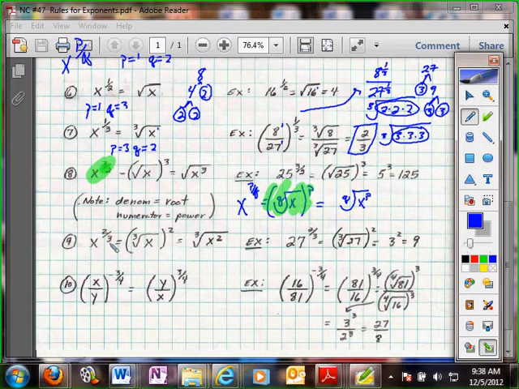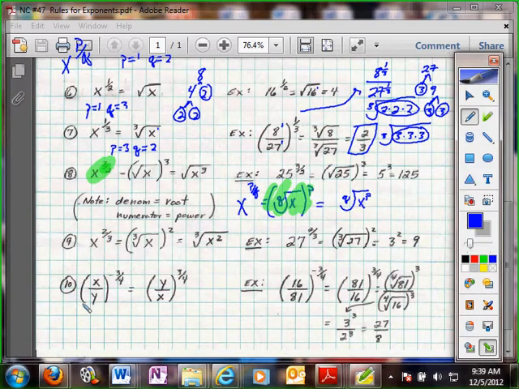Number 9. Q is 3, p is 2. So this is the cube root of x to the power of 2, or the cube root of x squared. It's the same. Example 27. We have 27 to the power of 2/3. Q is 3, p is 2. Cube root of 27, we found out up here, is 3. And 3 squared is 9. So 27 to the power of 2 over 3 is 9.